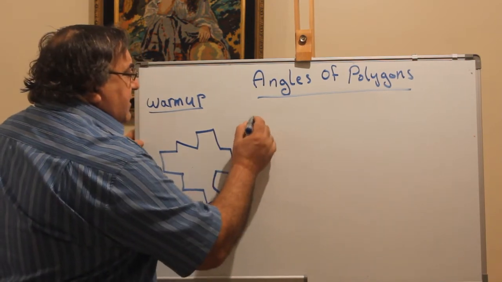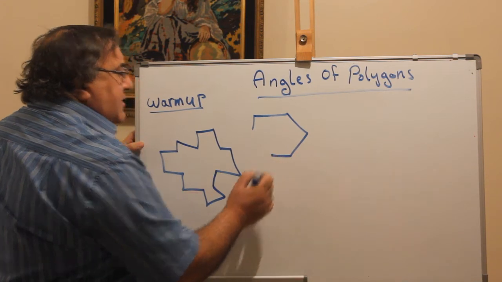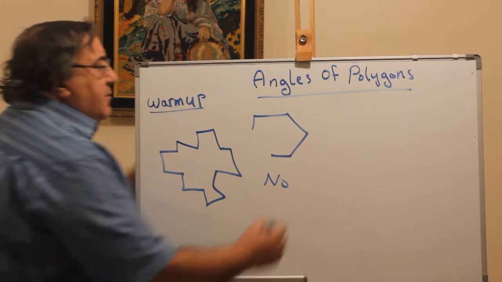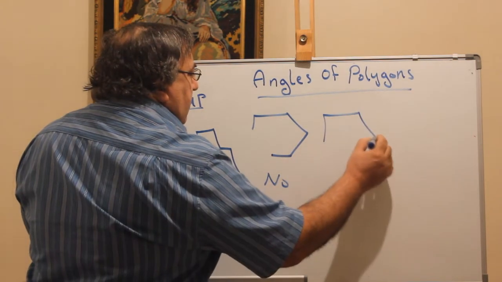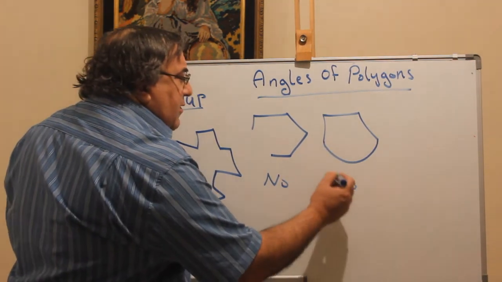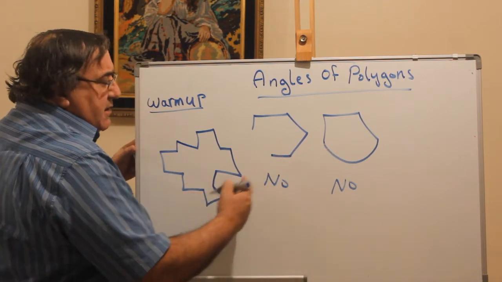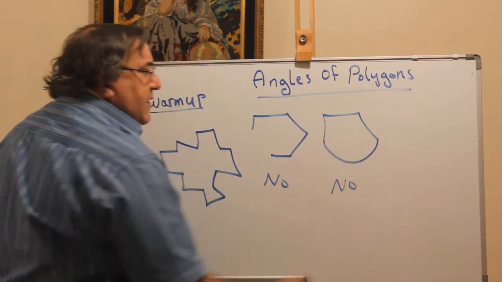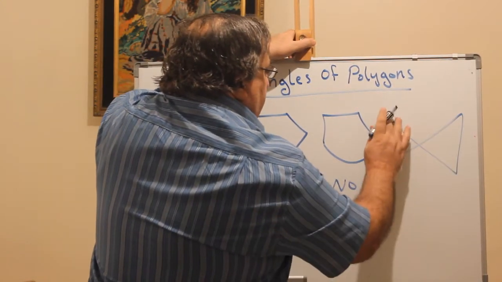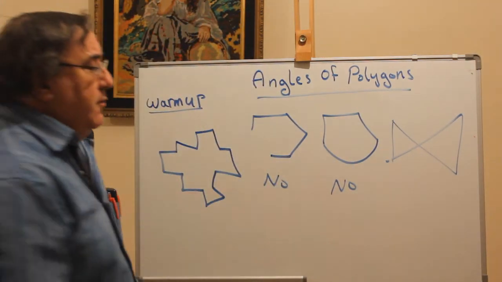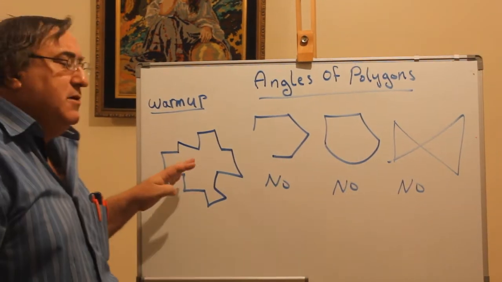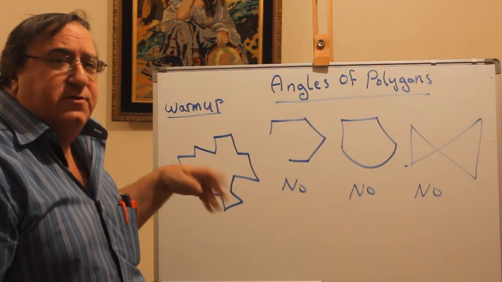But let me ask you, can we consider it as a polygon? No, because it's open. Can we consider this a polygon? Also no. Why? Even if it's closed, it must be closed by a segment, a straight line, not a curve. Okay? Is this a polygon? Also no, because polygon has no intersecting sides. So you understand what is polygon. Polygon is any closed shape. Let's go to the next one.